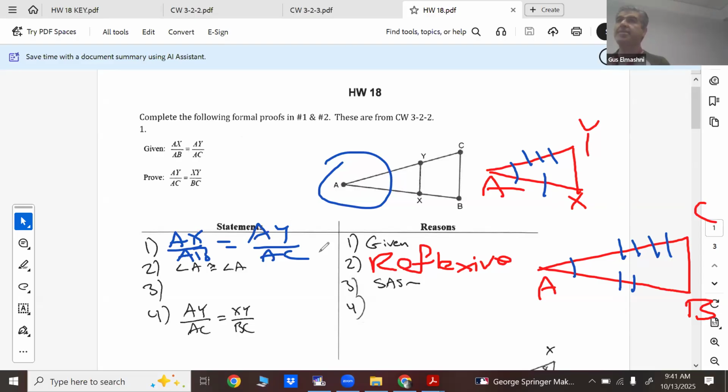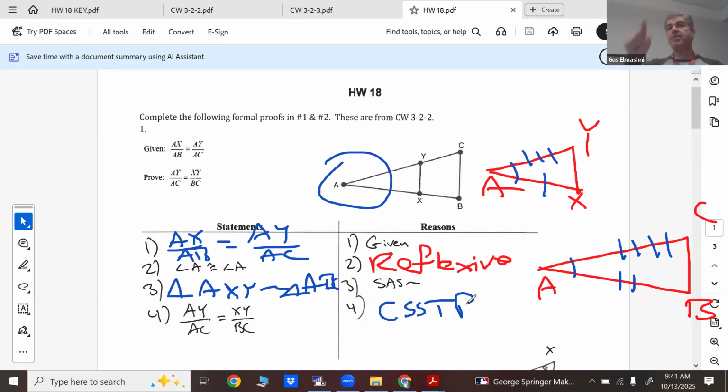Once you have that established, then we have enough to say the triangles are similar. What is the theorem? SAS. You have to say SAS because the sides are proportional and the angles in between are the same. So now I can say triangle AXY is similar to triangle ABC. That's the process. Lastly, to say that these sides are proportional, that's because of CSSTP: corresponding sides of similar triangles are proportional. I know it sounds weird. It'll take some time to embrace this.